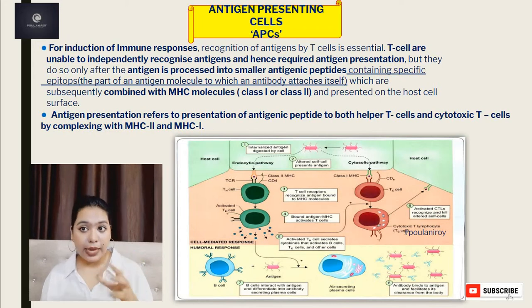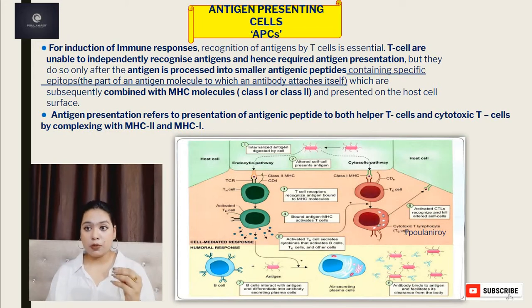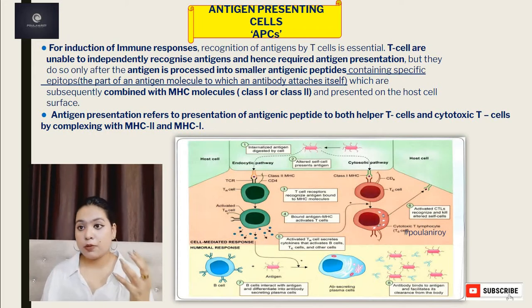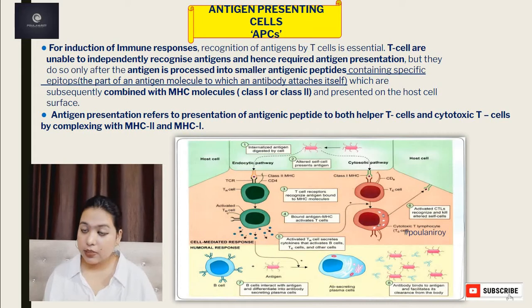Now see, according to the definition given, for induction of immune responses, recognition of antigens by T cells is essential. This is a true point, because for induction of immune responses, the T cells need to be informed. The T cells are unable to independently recognize antigens, and hence they require antigen presentation. By themselves they cannot recognize your pathogenic antigens. The antigens are the parts of your pathogen.